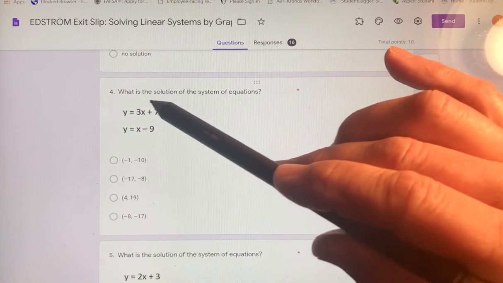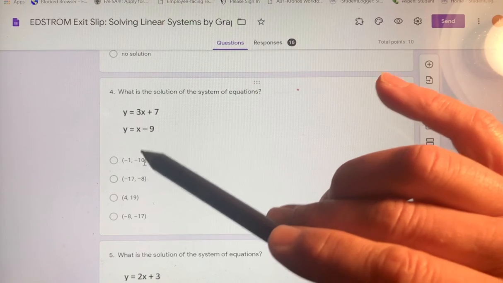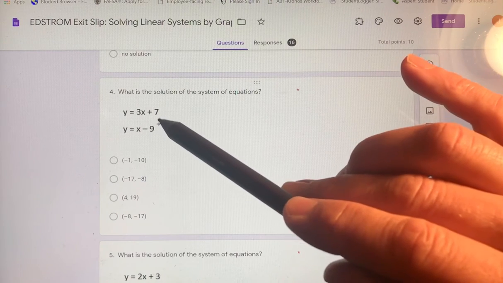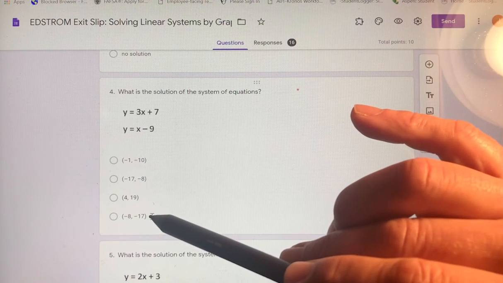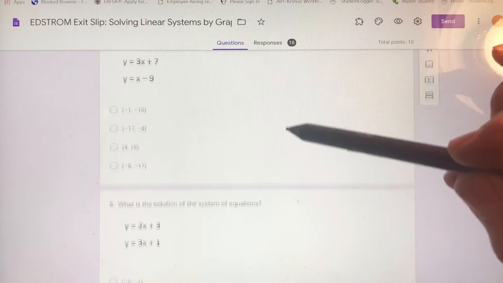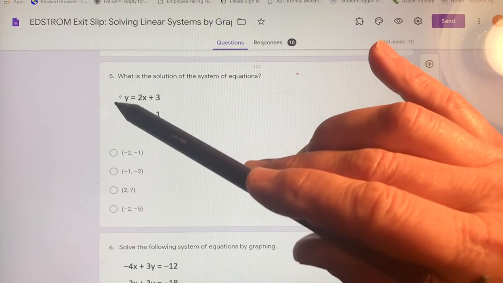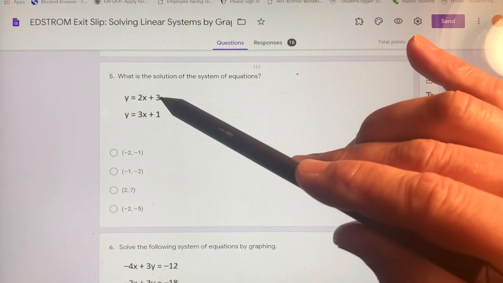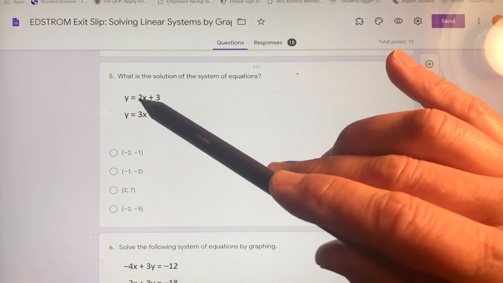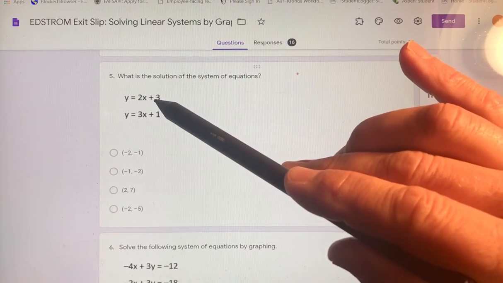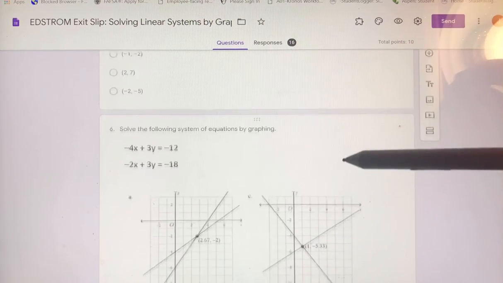In number 4, if we substitute the x value and the y value into each equation, the only ordered pair that makes both true is (-8, -17). In number 5, the only ordered pair that makes both statements true is (2, 7). 4 plus 3 is 7, and 6 plus 1 is 7.